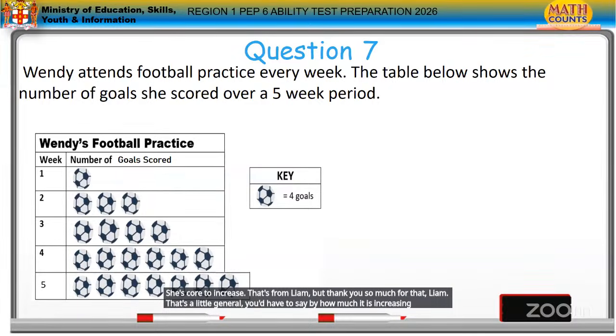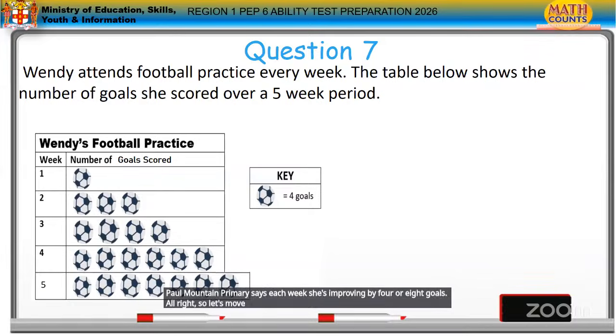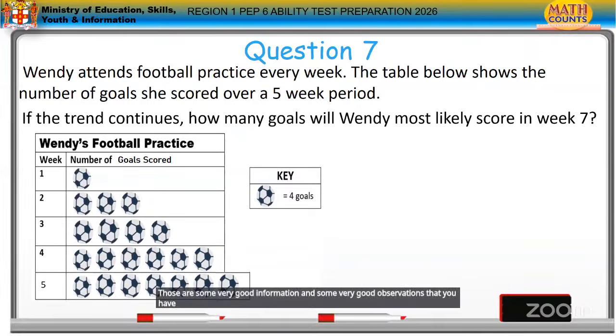And the final one I want to point out is Paul Mountain Primary. Paul Mountain Primary says each week she's improving by 4 or 8 goals. All right, so let's move right along. Those are some very good information and some very good observations that you have made. Now, the question is, if the trend continues, how many goals will Wendy most likely score in week 7?